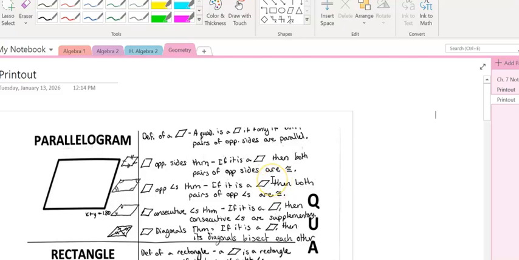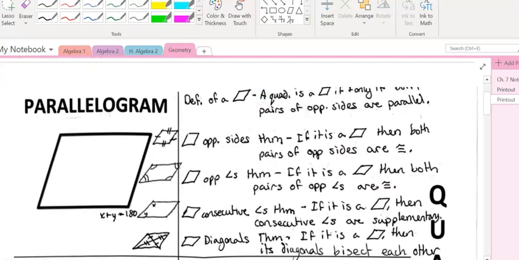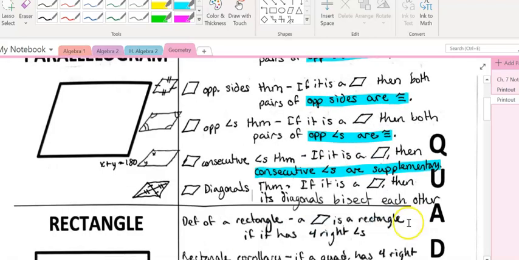All right, just real quick, I wanted to show you this. This is the foldable that I had printed for you. So I'm sure Miss Davis has a different method of doing this, but I went ahead and just added everything onto it. So what you could do is you could go through and just highlight like opposite sides are parallel, opposite sides are congruent, opposite angles are congruent, consecutive angles are supplementary, and diagonals bisect each other. And you could do that on each of the different shapes.